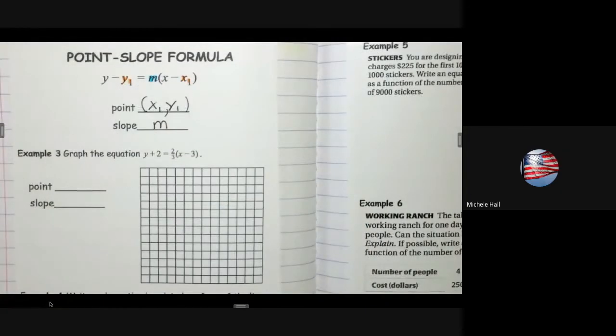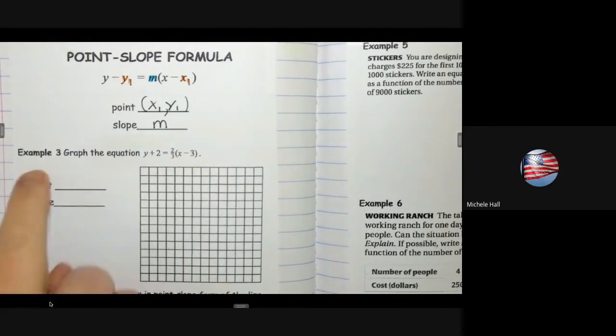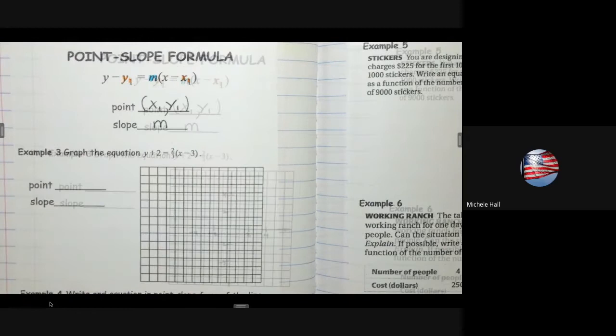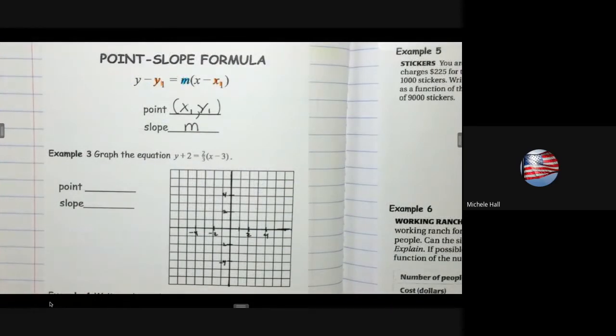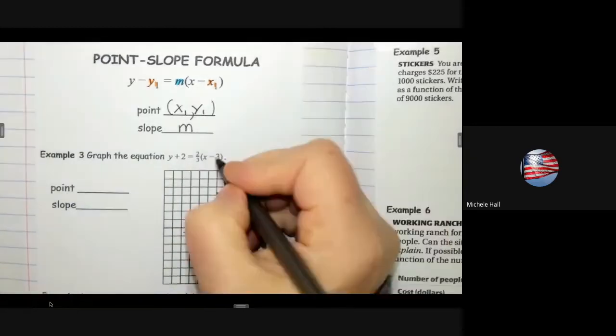Example 3, graph the equation y plus 2 equals 2/3 times x minus 3. I don't need to simplify this to put it into slope-intercept form. I can graph point slope form. I want to know what the point is, and I want to know what the slope is. What is the point? What is the x1 and y1? Here's x1.